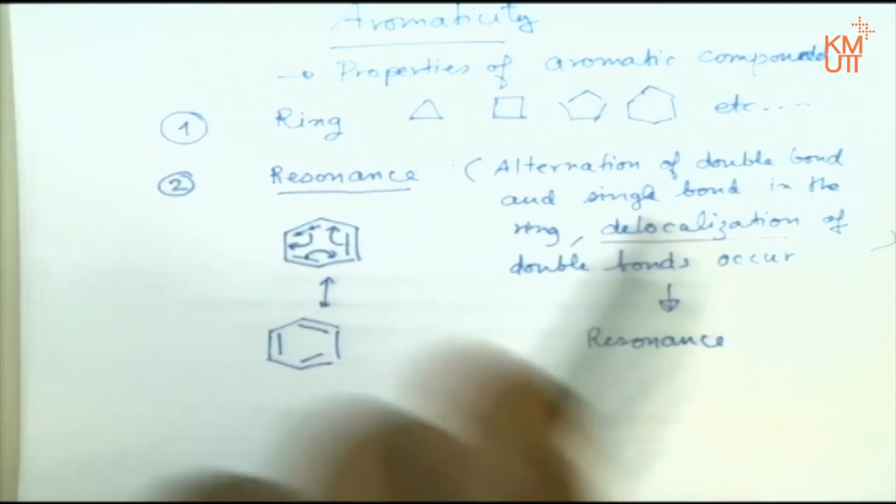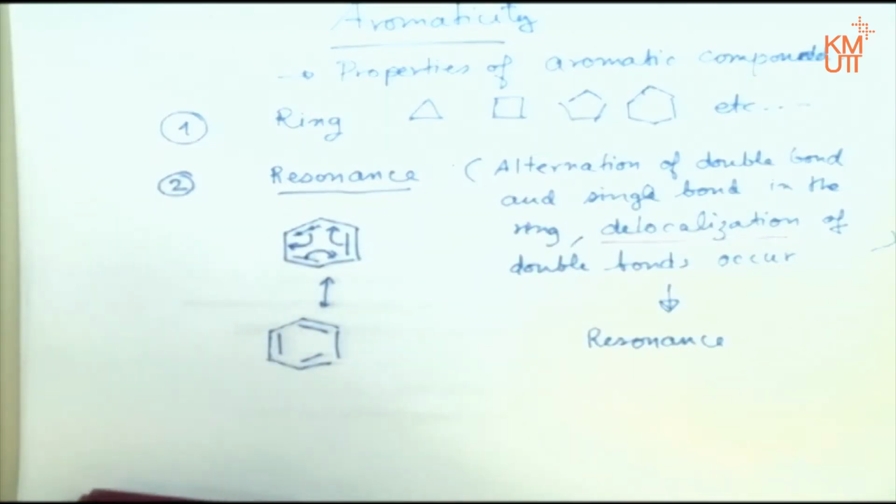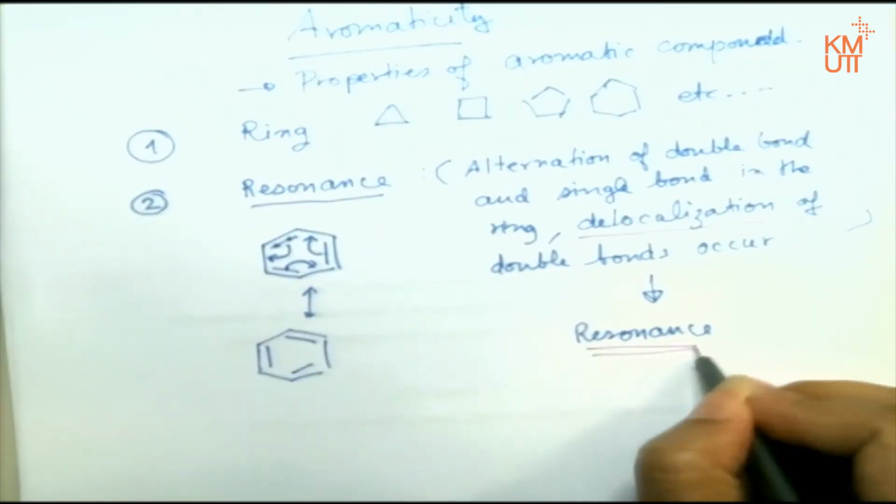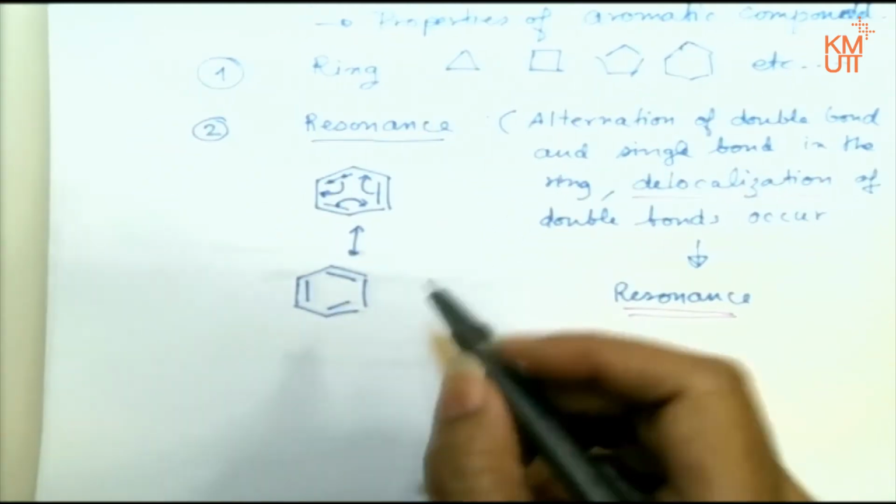Okay, and in the rings, it sounds like the delocalization goes around inside the ring, because it just turns in the ring. It's like infinity in the ring. Okay, so this is called resonance in the case of aromatic rings.